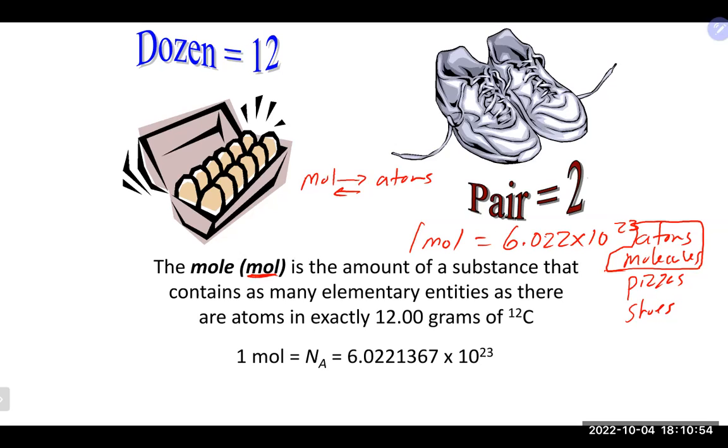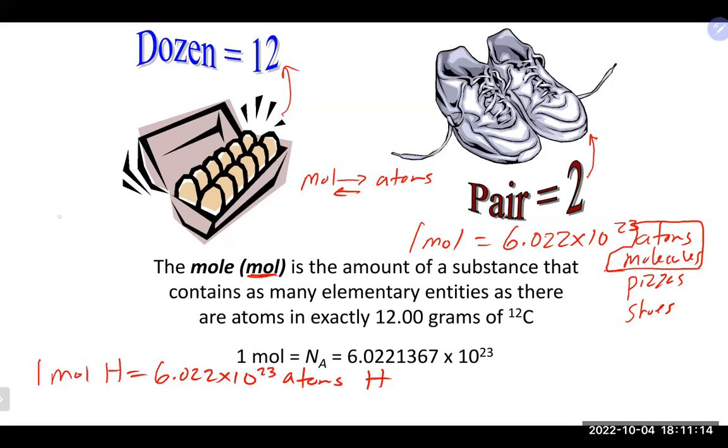Again, the idea here is kind of like when we say a pair of something, it represents 2, or if we have a dozen, it represents 12. So when we say a mole, we have that many atoms. You could do it for anybody on the periodic table. 1 mole of hydrogen would be 6.022 times 10 to the 23 atoms of hydrogen.